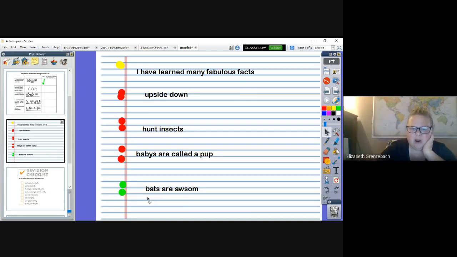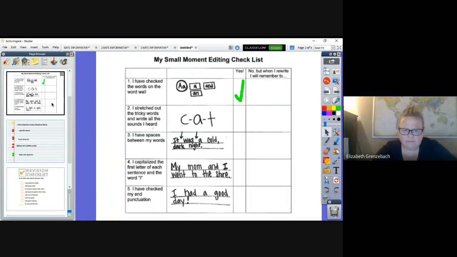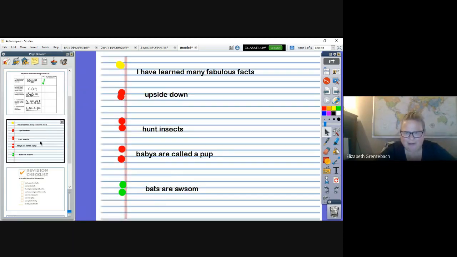Bats are awesome. Well, I did, but there's some words in there. I mean, I really stretched them out, but I don't know. This word doesn't look right to me.